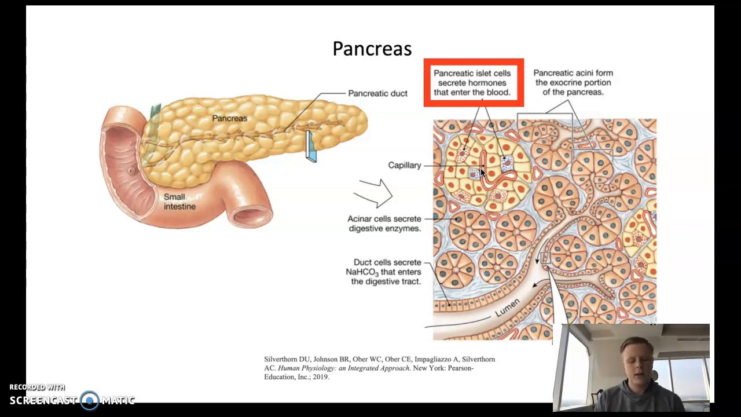Additionally, the pancreas has an exocrine secretory epithelium that secretes sodium bicarbonate, found down here through the duct cells, as well as digestive enzymes, which are produced here through acinar cells. All these, the sodium bicarbonate as well as the digestive enzymes, are able to travel through the lumen to the digestive tract.